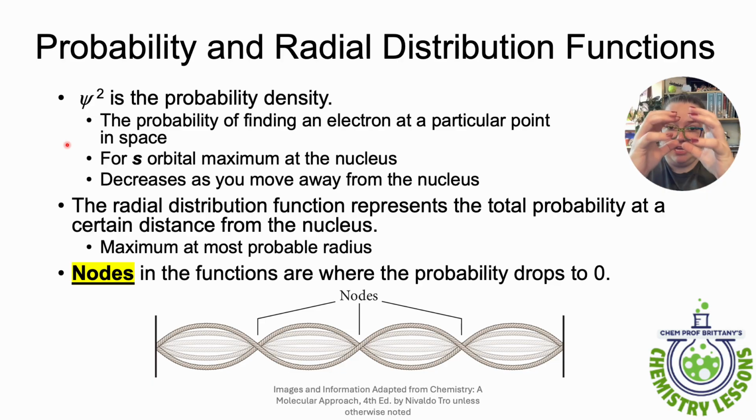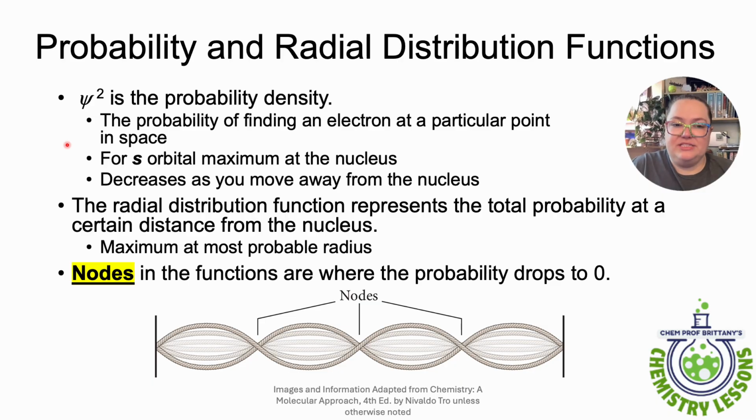So the probability of finding it here, for example. For s orbitals, the maximum is at the nucleus, and it decreases as you get further away from the nucleus. So we typically represent that visually as a fuzzy cloud that's darker in the center and gets lighter towards the edge.